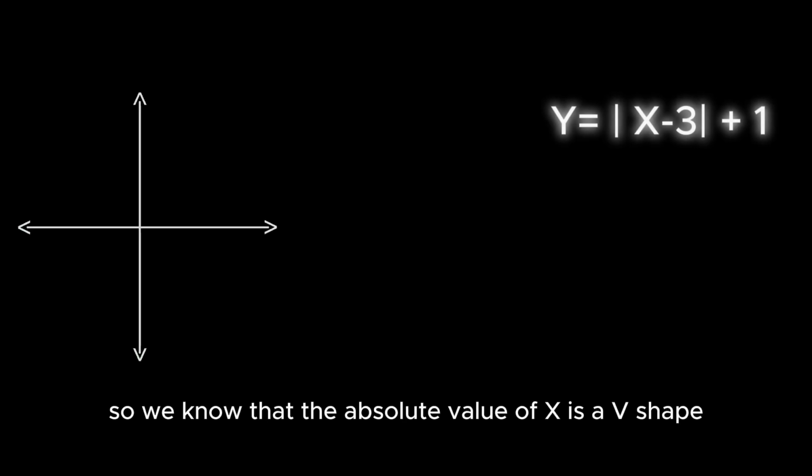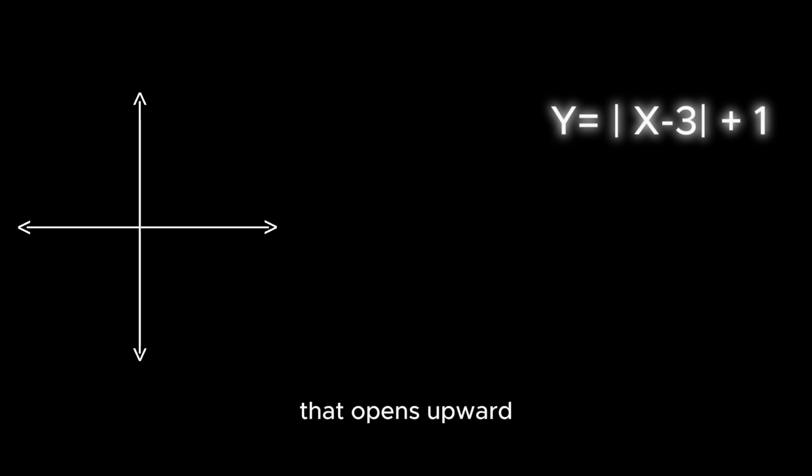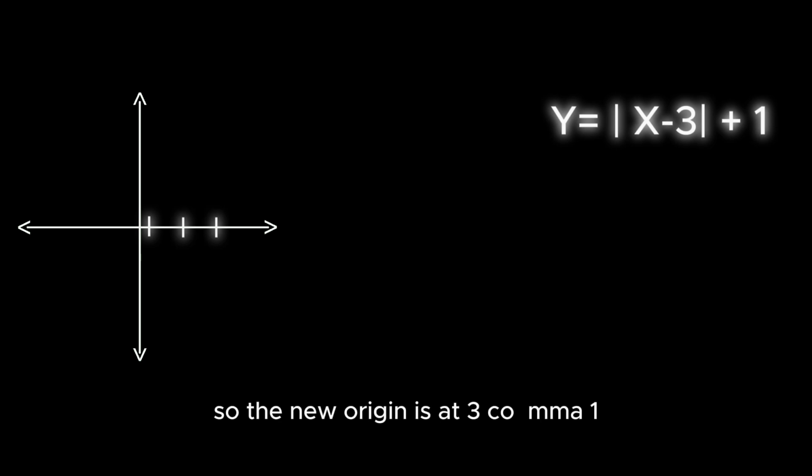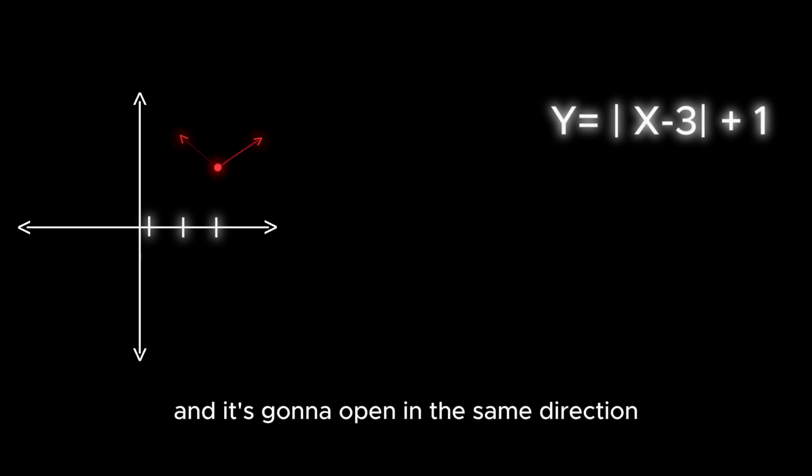Now, what about this function? So we know that the absolute value of x is a V shape that opens upward. Now for this one, it's going to shift 3 units to the right, and it's going to shift 1 unit up. So the new origin is at (3, 1), and it's going to open in the same direction.